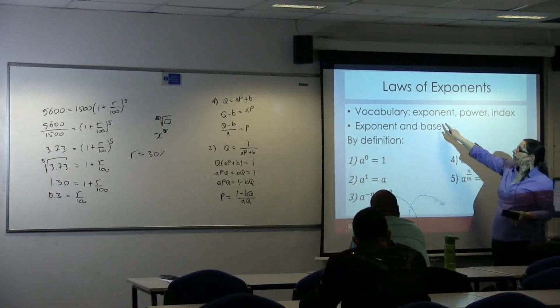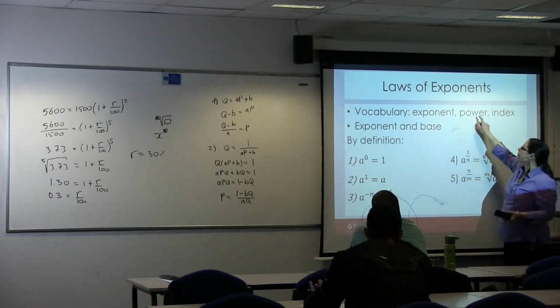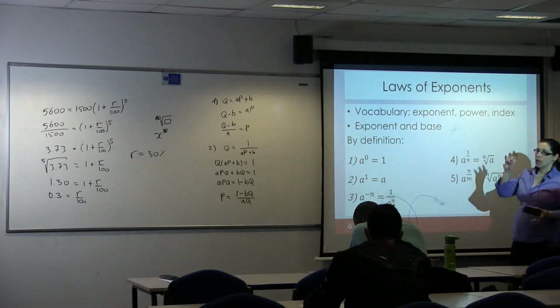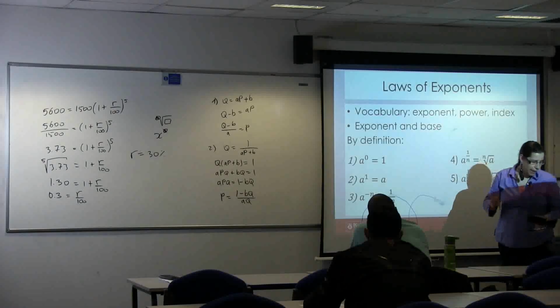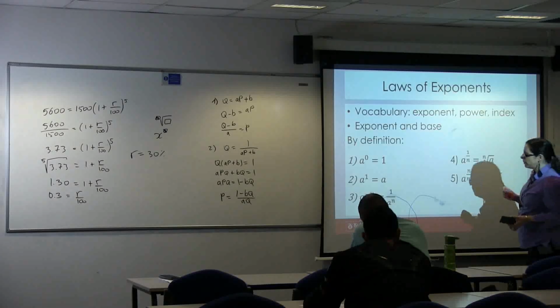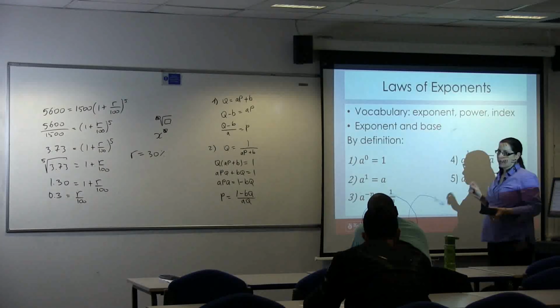So anybody who tells you exponents, powers, or indexes, they all mean the same thing. You've got a number multiplied by itself a given number of times. And how many times you multiply it, that will be your power, your index, or exponent. However, we need to be clear on some definitions.